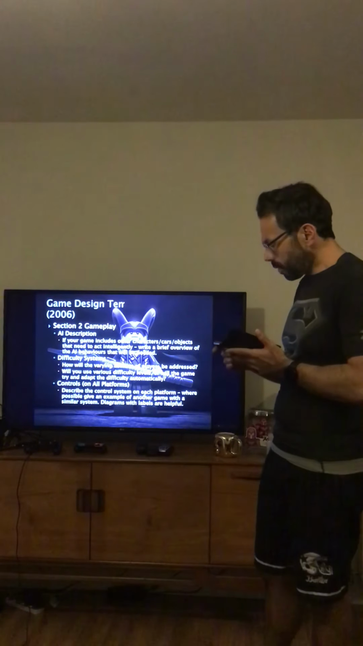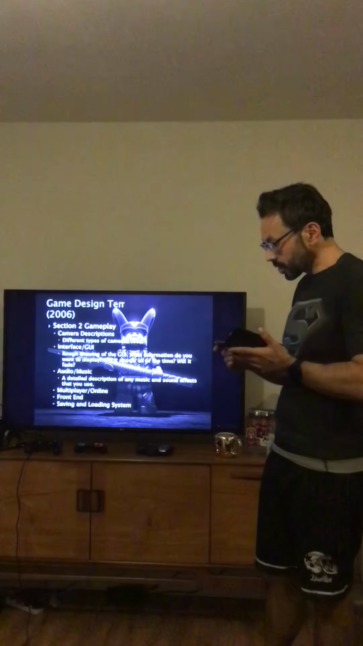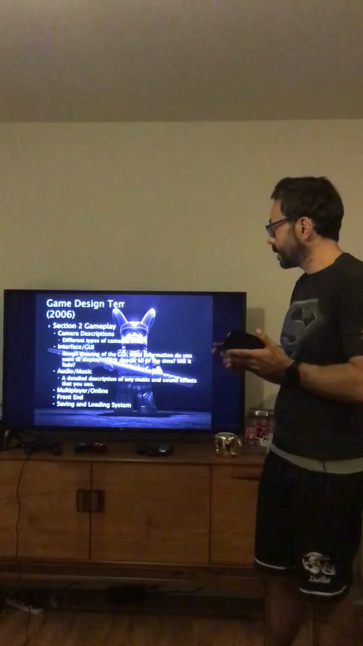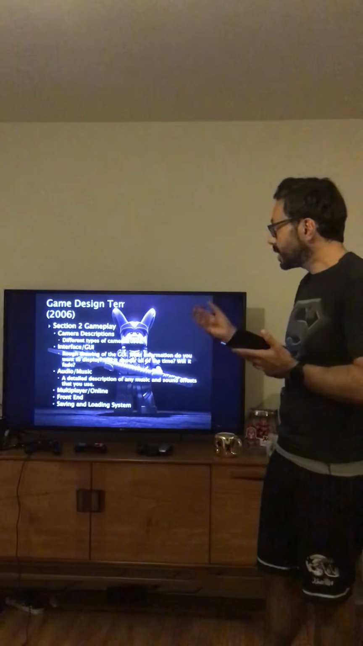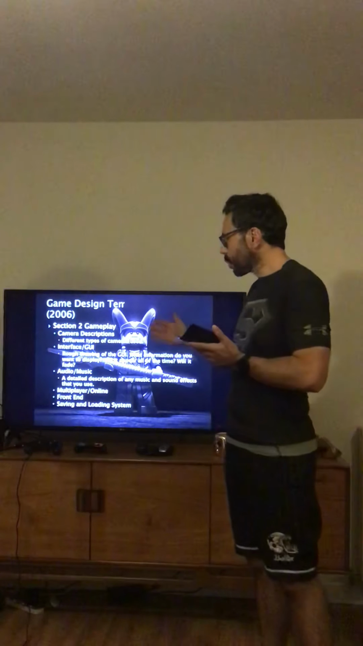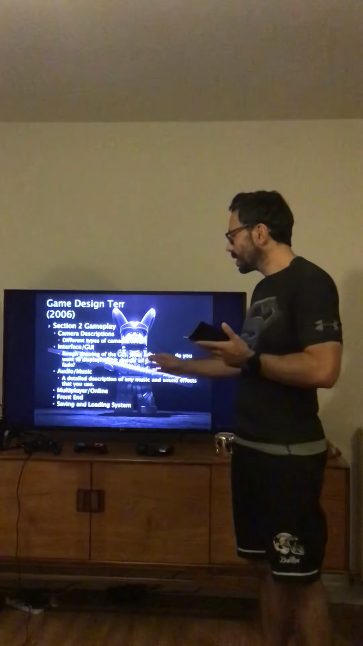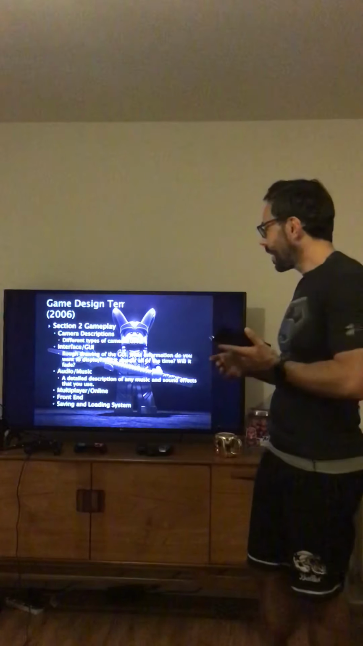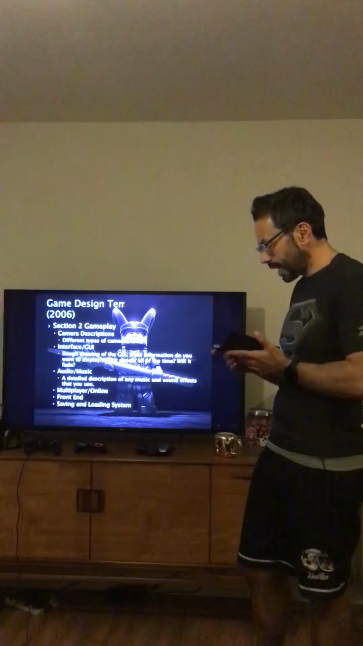Controls on all the platforms, so you can describe the control system on each platform as well. Camera descriptions, interface, the graphical user interface as well. So just have a read through these things yourself. Audio and music, multiplayer online, saving and loading system: how is that going to be accomplished?